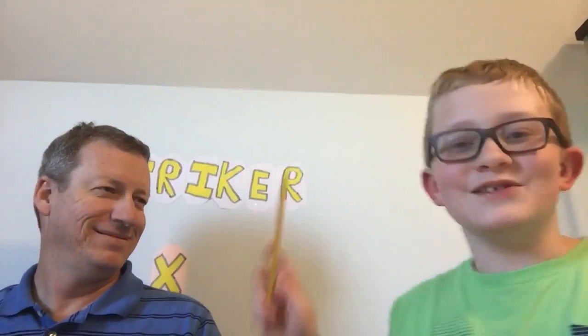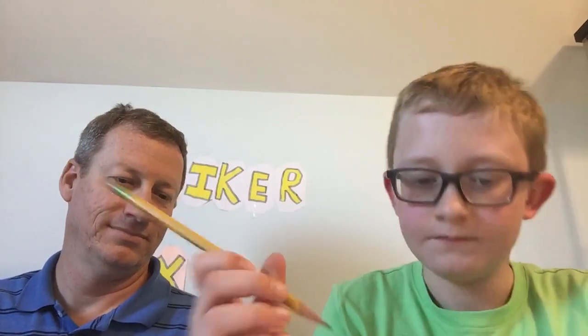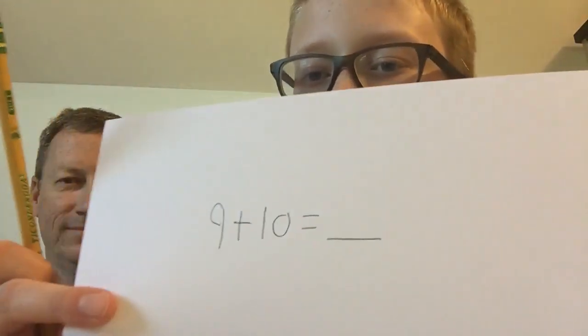So today, I'm going to give you proof that 9 plus 10 equals 21. What? It's proof! I'm going to change everything you ever thought you knew about math, okay? So I'm going to write, 9 plus 10 equals blank. Right there, 9 plus 10 equals blank.